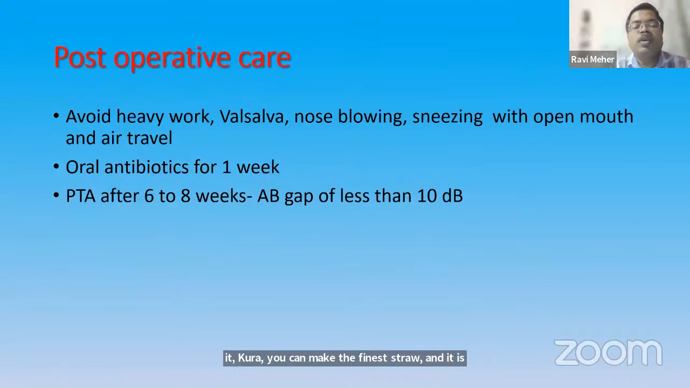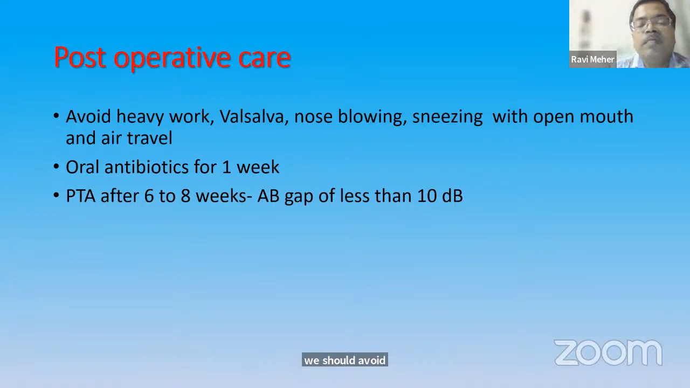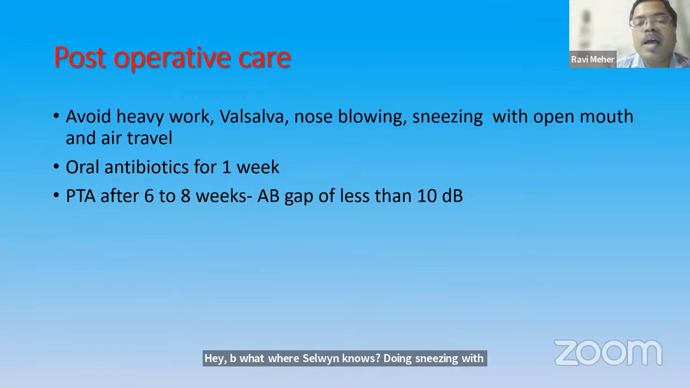What is the post-operative care? We should avoid heavy work, Valsalva, nose blowing, sneezing with open mouth, and air travel after the surgery. Oral antibiotics for 1 week we usually give, and a PTA is done after 6 to 8 weeks, and the air-bone gap should close within 10 decibels.